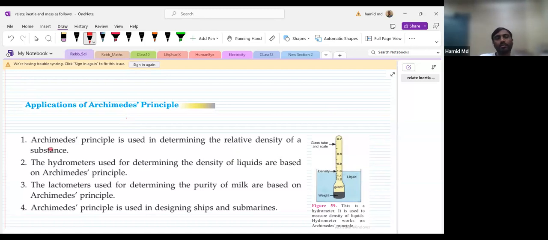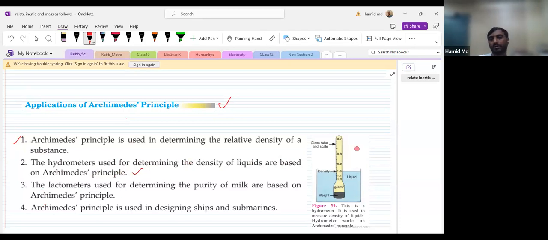Okay. So now we have studied the Archimedes principle. We know about the density of different liquids. Now it's time to see what the use of Archimedes principle is. Archimedes principle is used to determine the relative density of a substance. What is relative density of a substance? We will see in a moment. Hydrometers used to determine the density of a liquid are based on the Archimedes principle.